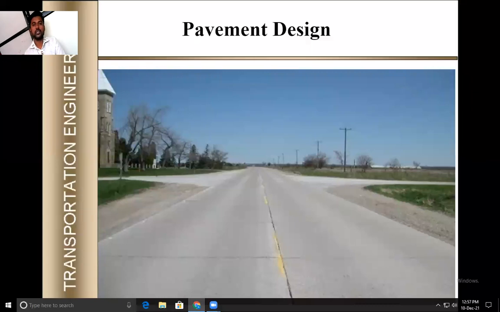Then we also have to see the various types of joints in the rigid pavement, and what temperature stresses are generated in rigid pavements and what the effects of that are. So all these contents we need to study or understand in this chapter. Okay, so we will start.